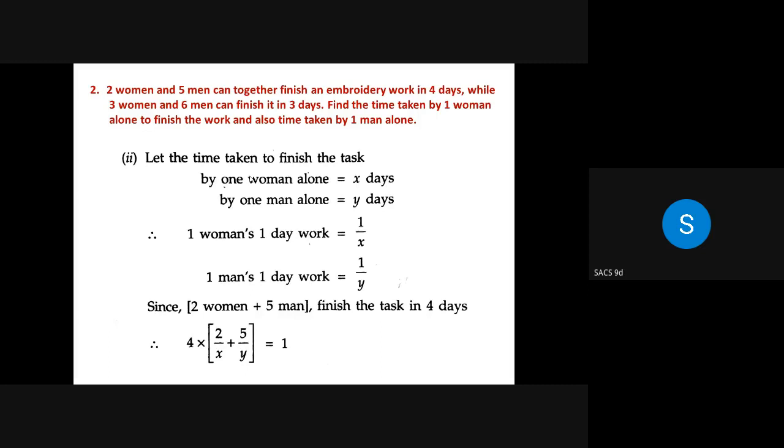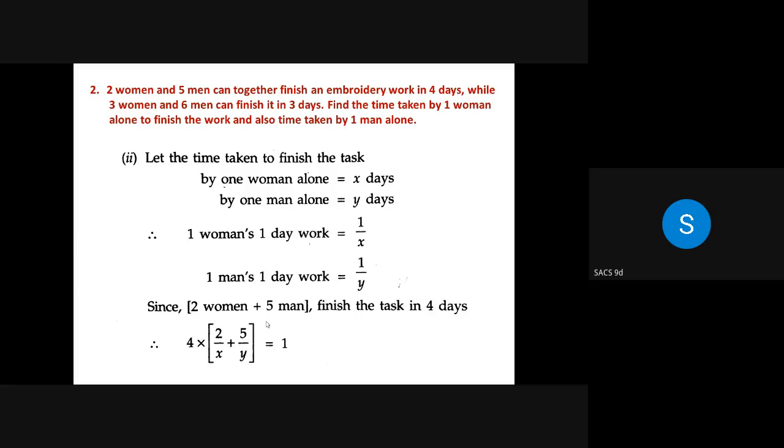Now, if both of them are working together, then in 1 day they will finish 1 by x plus 1 by y. So using that, the first condition is given, two women and five men. Now this is for one woman, 1 by x. Now if two women are there, it will be 2 into 1 by x. That is 2 by x. Same way, 1 by y, this is for one man. If there are five men, then it will be 5 into 1 by y. So 5 by y. And together they are taking 4 days.